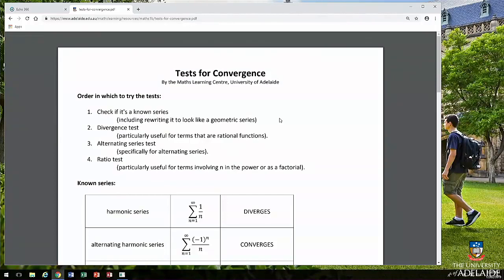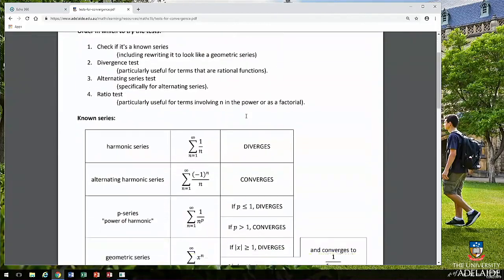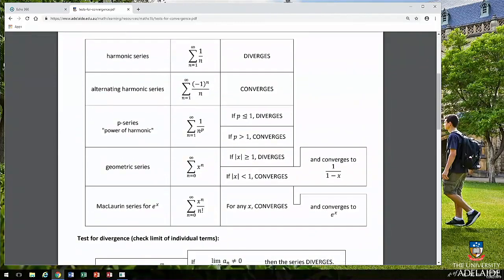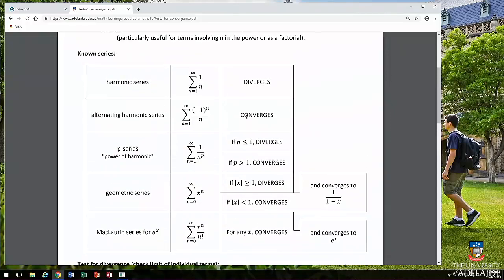The second thing is to do what I call the divergence test, but your lecturer probably called the vanishing criterion. And then the alternating series test and then the ratio test are things to try. Or at least in your head you go, do you think these will work? And these are the classic series. The harmonic series, which is 1 over n. The alternating harmonic series, which has minus 1 to the n over n. It doesn't really matter if it's minus 1 to the n or minus 1 to the n plus 1. No one really cares.